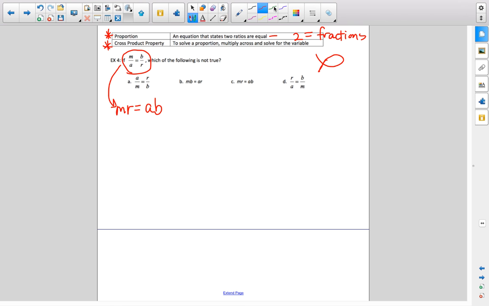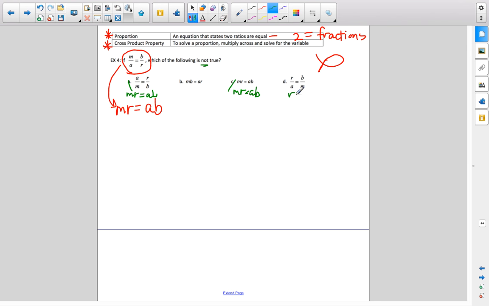Okay? So let's try this first one. We're looking for the one that's not true. M times R, M R equals top times that bottom, A times B. Okay, that one is the same, so that's not our answer. Let's try this one. M R equals AB. That's exactly what we did, so that's not our answer. R times M equals A times B. Remember, R times M is the same as M times R, so that's not our answer.